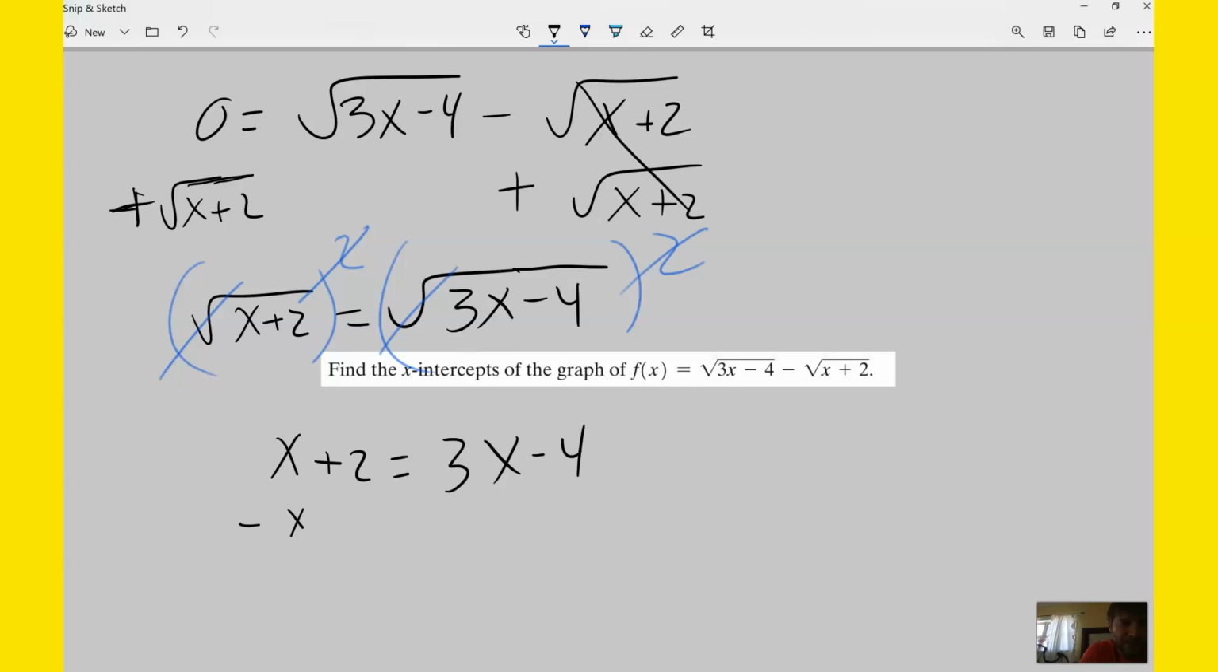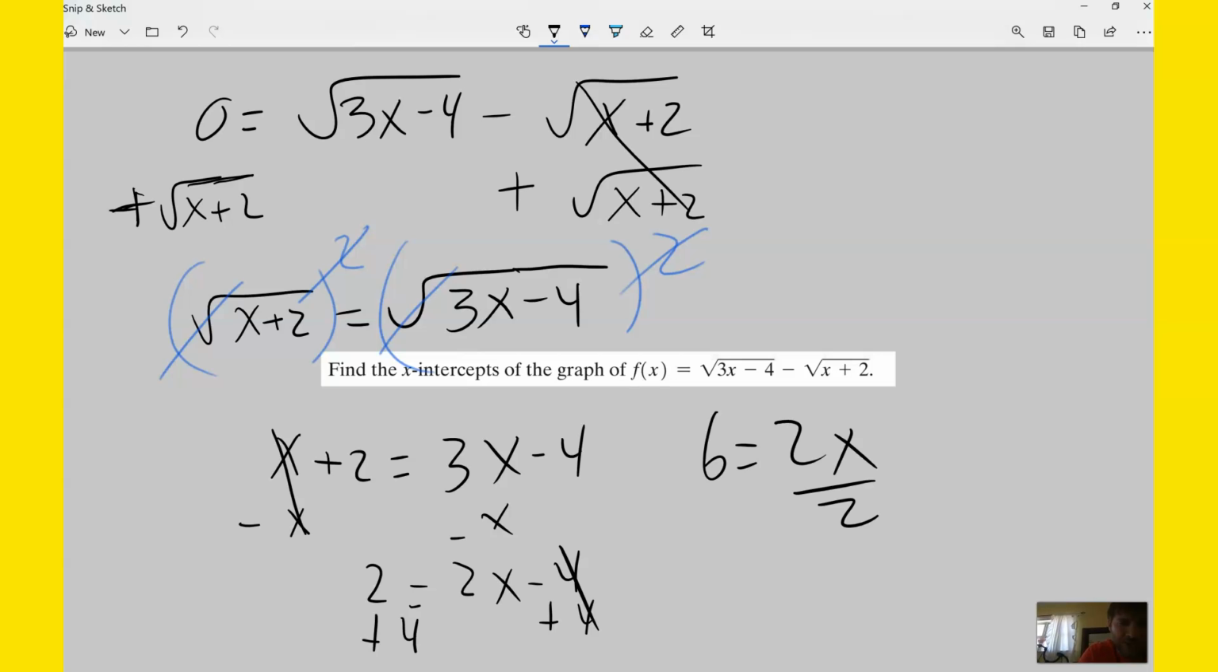I'm going to get my x's together. You can move either one of them. I'm going to move my x. That gives me 2 equals 2x minus 4. Add 4 to both sides. That gives me 6 equals 2x, divided by 2, and x equals 3. But I need to check it.